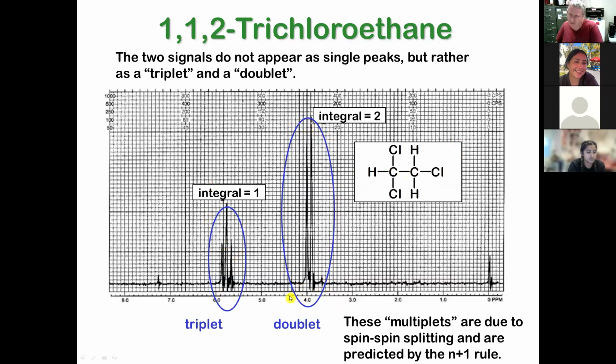That's the rule. What if I have 6 neighbors? It's a CH with CH3s on both sides. 6 neighbors. What's the splitting of that CH going to be? What's the name of it? Somebody say it.